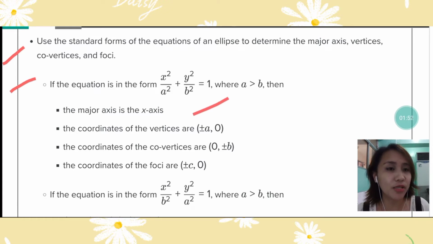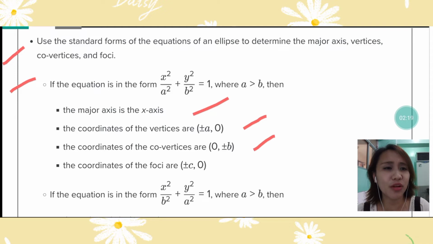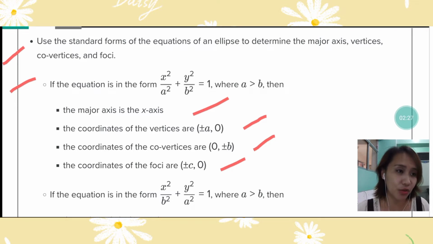You already know that one. The coordinates of the vertices are plus minus a, 0. The vertices are the endpoints of the major axis. The coordinates of the co-vertices are 0, plus minus b. Those are the endpoints of the minor axis. The coordinates of the foci, or the fixed points, are plus minus c, 0, and I have already given you the formula on how to get the foci.